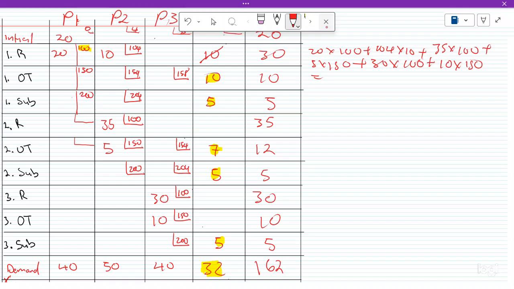Sorry about that, which is giving me 11,700. I don't think this is correct. Let me verify it. 20 is 900, 104 and 10, then 35 and 100, 5 and 150, 30 and 100, 10 and 150. Okay, so it says 11,790. Are you getting the same answer? This is what I got today.